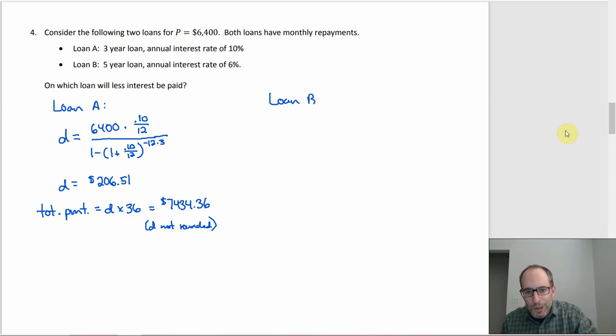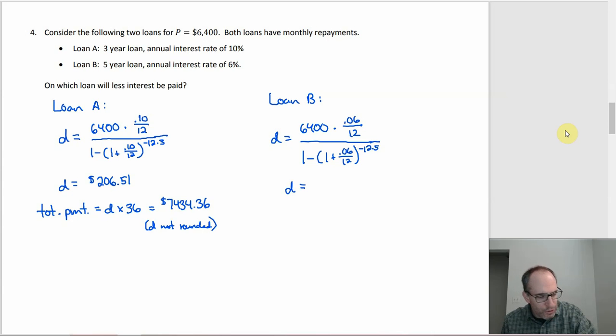And then for loan B, same principal, $6,400, but now we have the annual rate of 6%, so it's 0.06 over 12. And then in the denominator, 1 minus 1 plus 0.06 over 12 raised to the power of negative 12 times 5, since this is a 5-year loan. And what you get for D is 123.73. All right, smaller monthly payment, but that makes sense because the loan's longer.